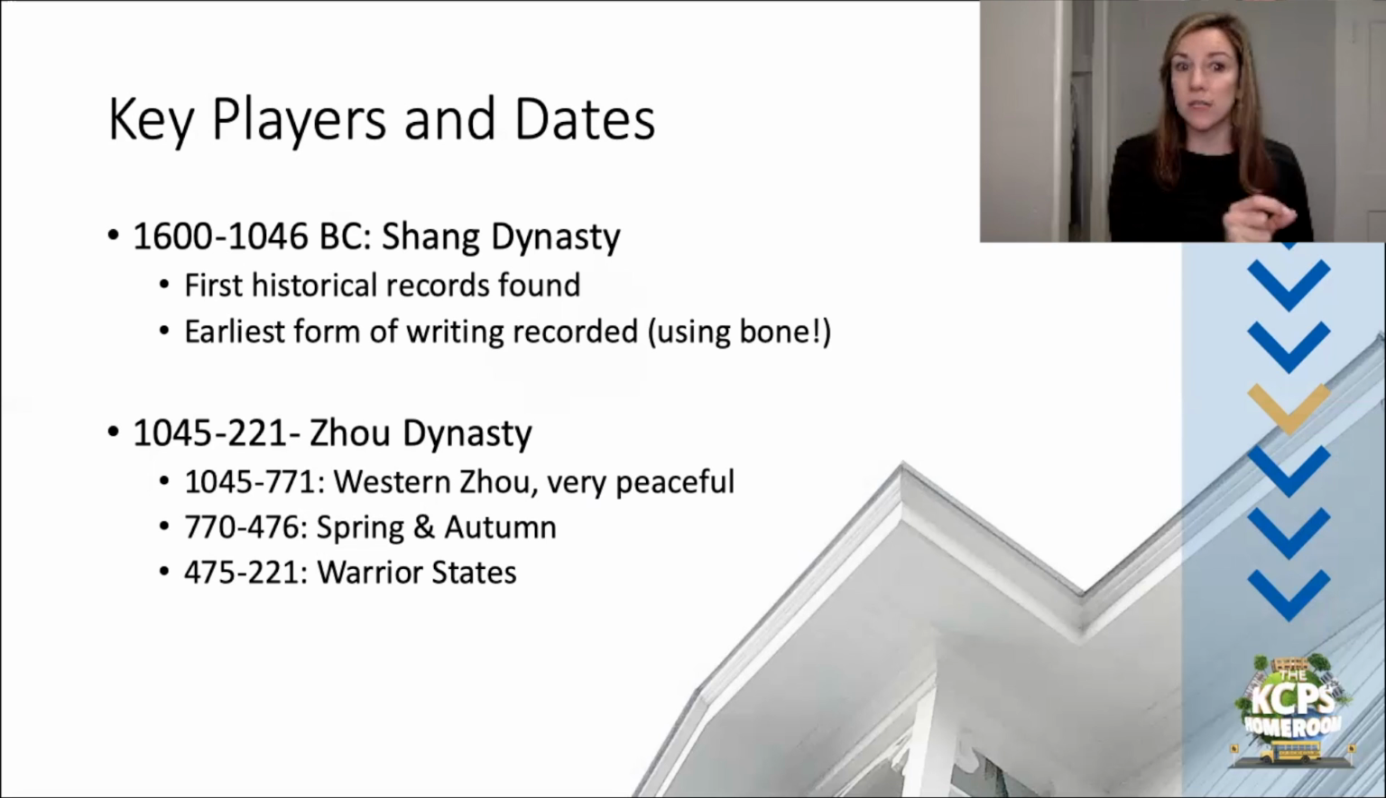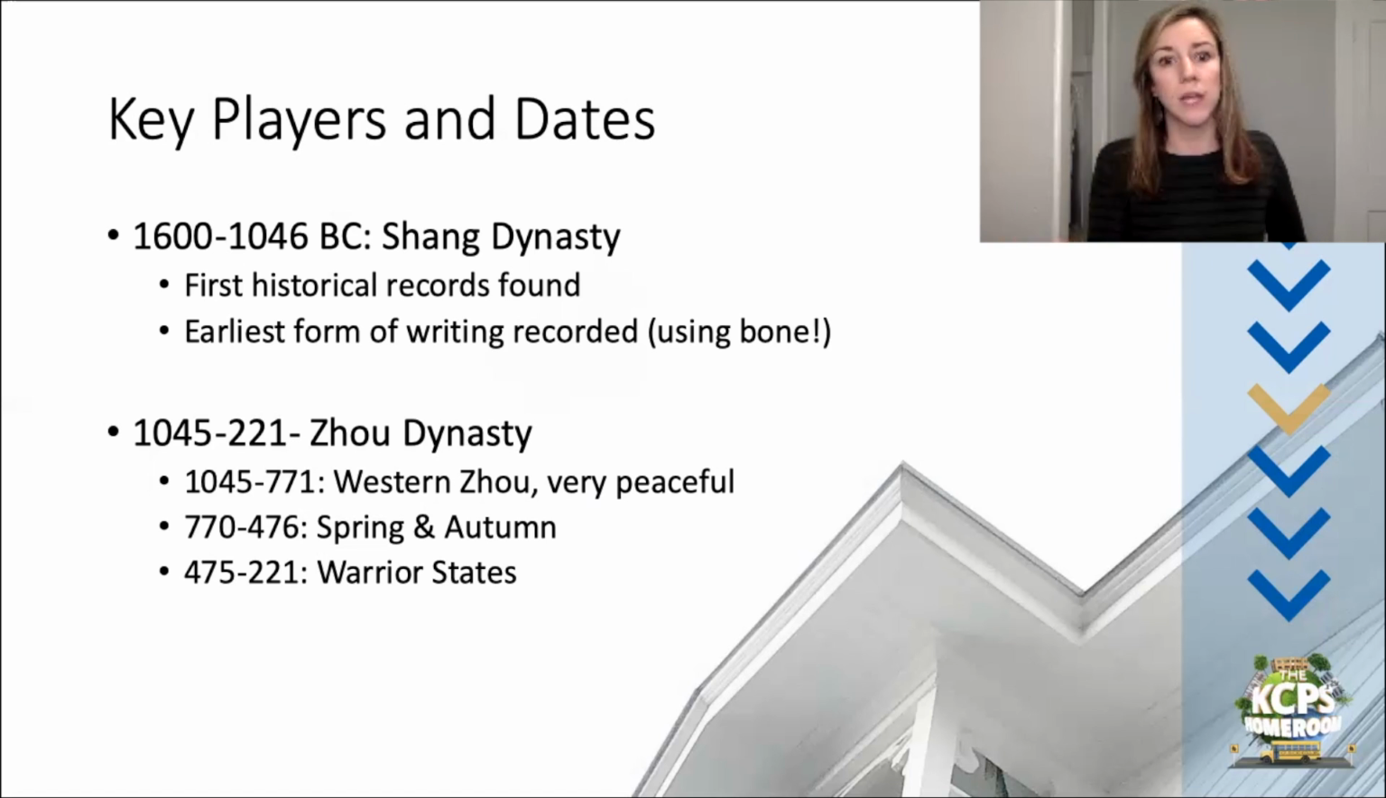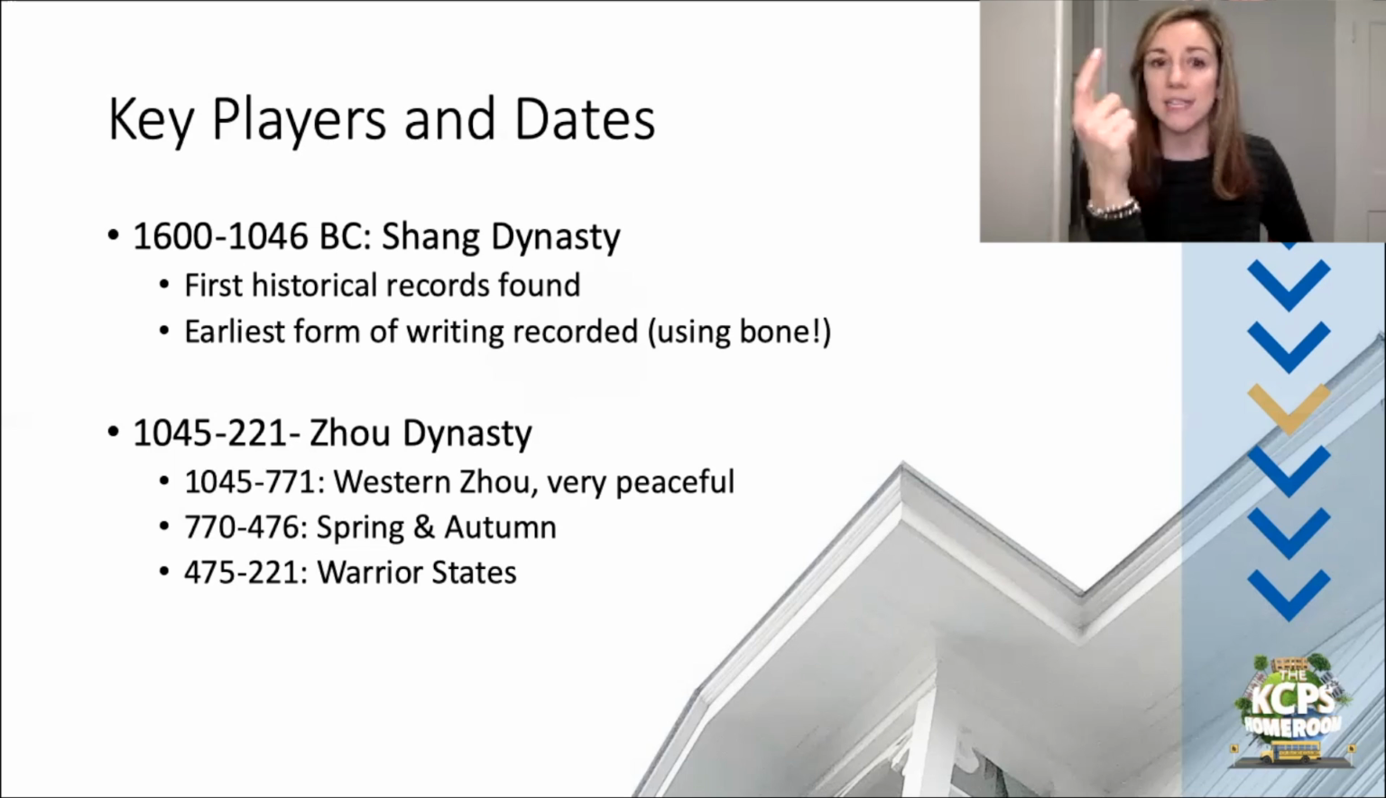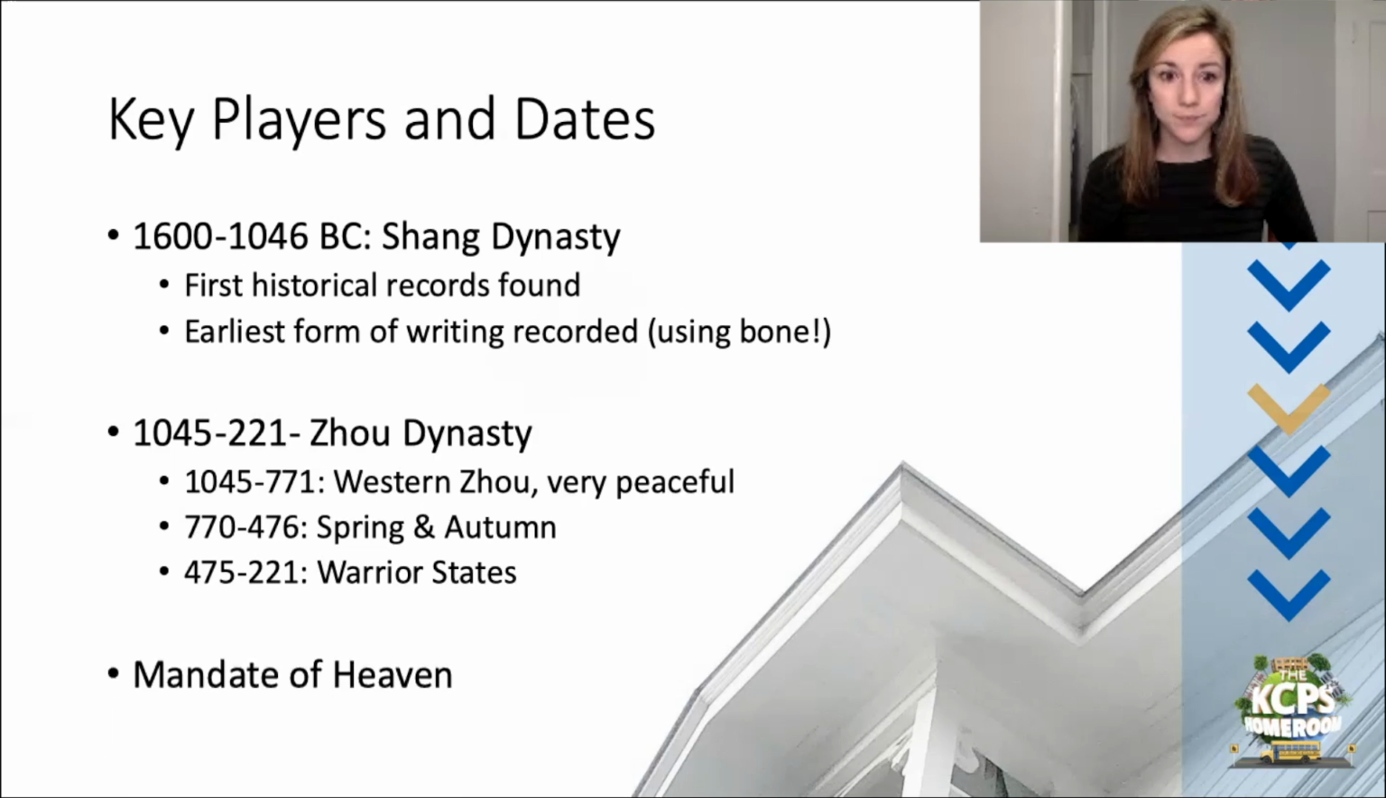So you have the Western Zhou era, which was the most peaceful of them all. And then the Spring and Autumn period, and then the Warring States that kind of take up all of the Zhou dynasty. Both the Shang and the Zhou dynasty were considered peaceful, but the Spring and Autumn and Warring States portion of the Zhou dynasty wasn't as peaceful as the Shang was before.